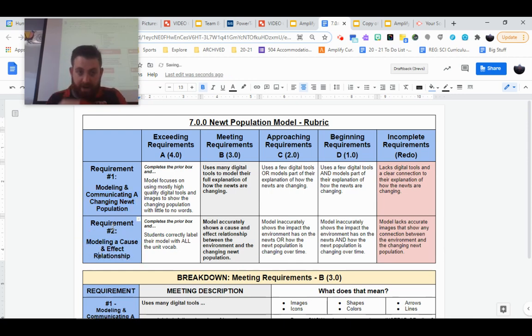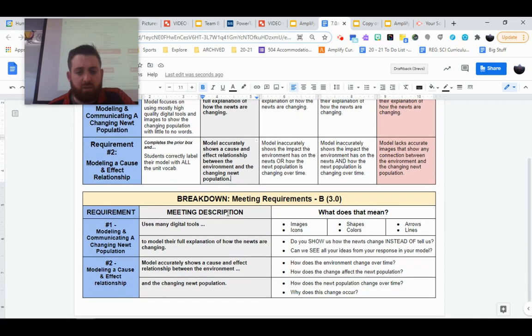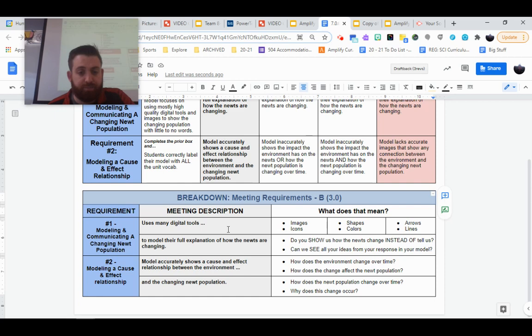Okay. Now, your model should include everything within the meets category. So when I look at your model, I should see that you use many digital tools to model your full explanation of how the newts are changing. I should also see that your model accurately shows a cause and effect relationship between the environment and the changing newt population. So if you're looking at these things, you're wondering, well, what does that all mean? Well, we have a breakdown here to explain what we should be seeing in our model.